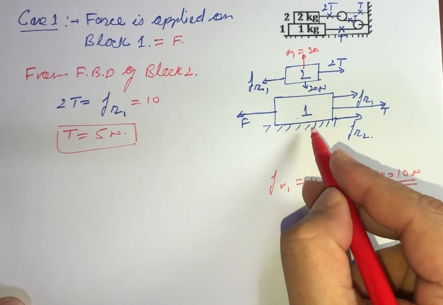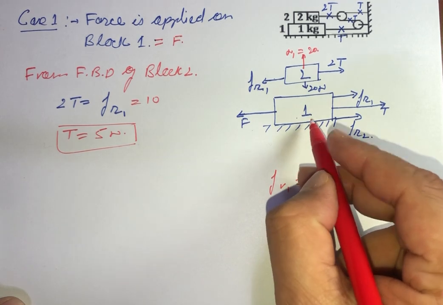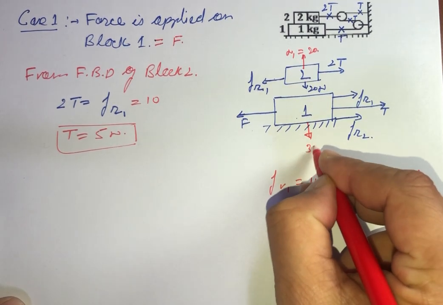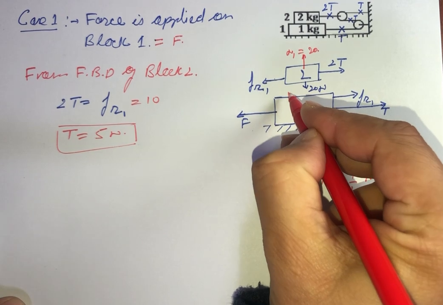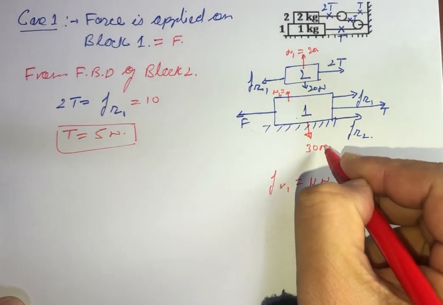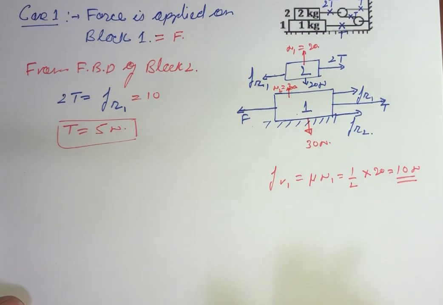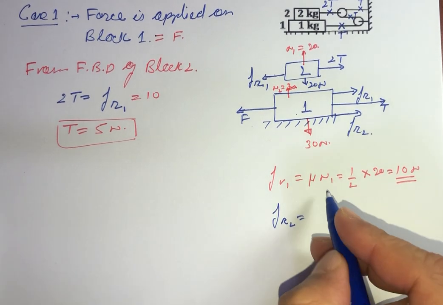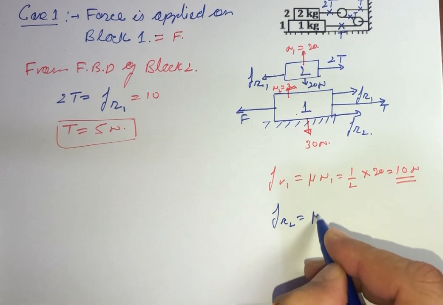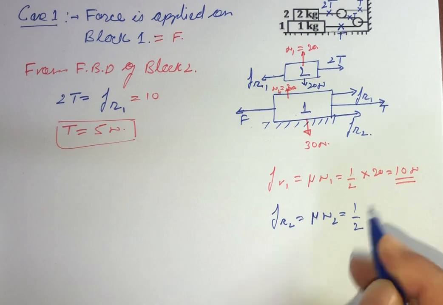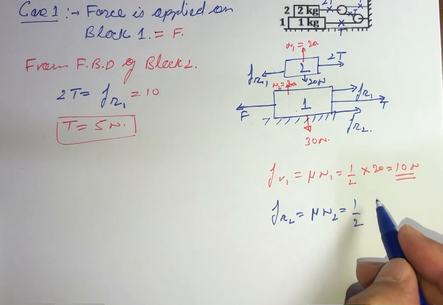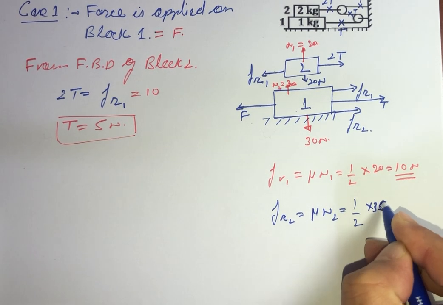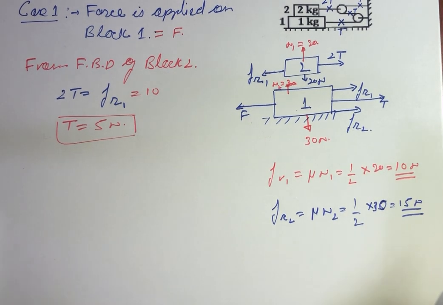Similarly, we can find out Fr2. Here the total weight will be 2 plus 1, that is 3, so this will be our 30 Newton. And let us suppose there is a normal N2 in the upward direction, whose value will be 30. So we can say that Fr2 will be equal to mu into N2, which is 1 by 2 into 30, which will be 15 Newton.